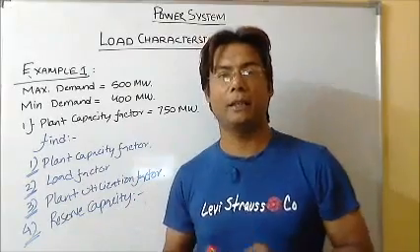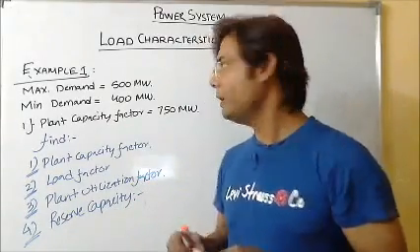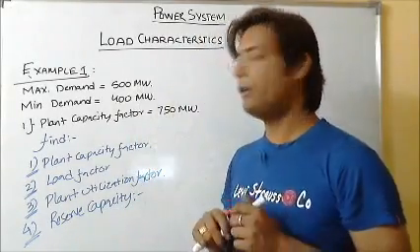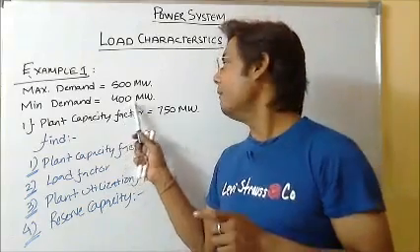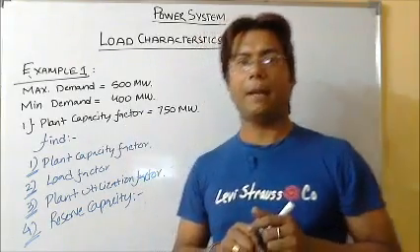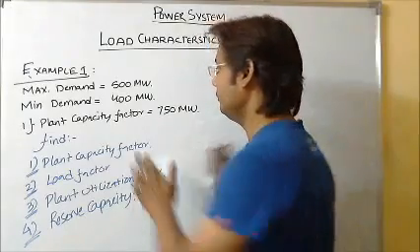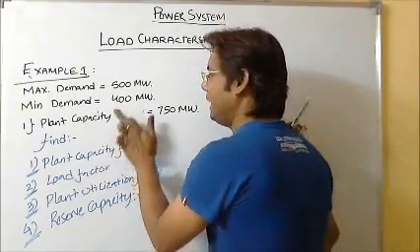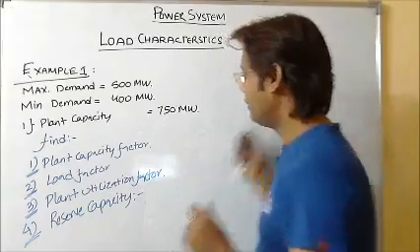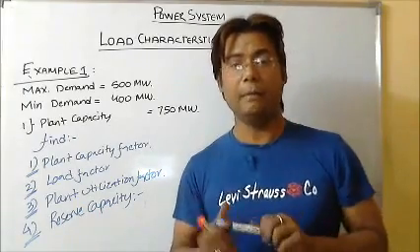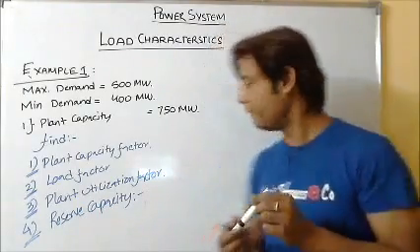the reserve capacity. When on a system the maximum demand is 500 megawatt and the minimum demand is 400 megawatt, the plant capacity, it's not the factor, it's the plant capacity, is equal to 750 megawatt. How to start with this question?